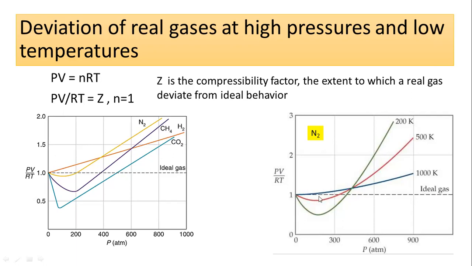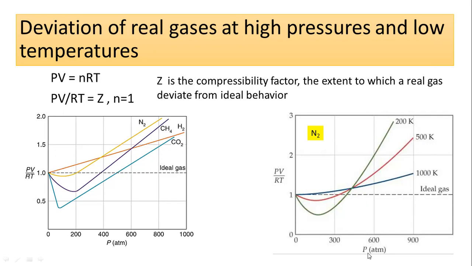So what is happening? Whether you increase the temperature from 200 to 500 to 1000, there is no change in this straight line. And when there is no change in this straight line, Z will remain constant, having the value of 1. That means the gas is the ideal gas. In the other case, it is not the ideal gas, it would be the real gas.